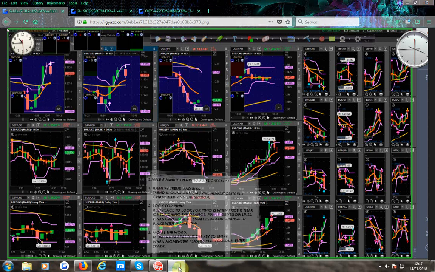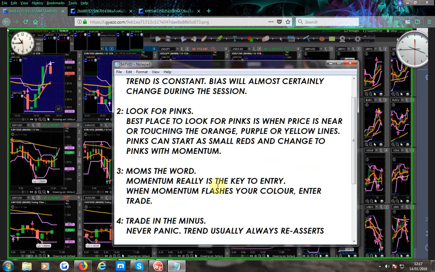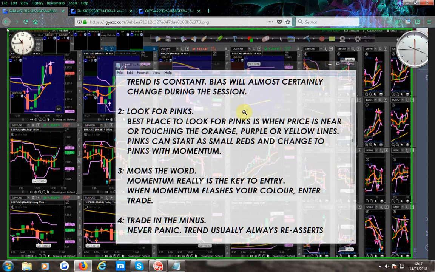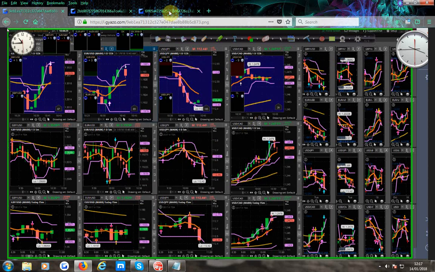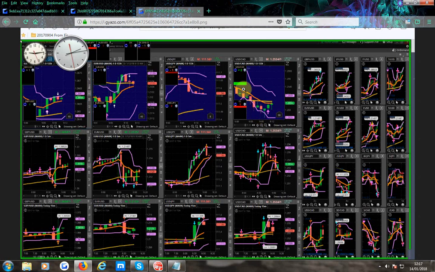What else was on there? Let's have a look. Right, yeah, mum's the word, guys. Momentum really is the key to entry. When it flashes your colour, enter your trade. Okay, let's see if I can find one example of it here. That is flashing. And you can quite clearly see there it started to go up. That's basically all I need to say on that.